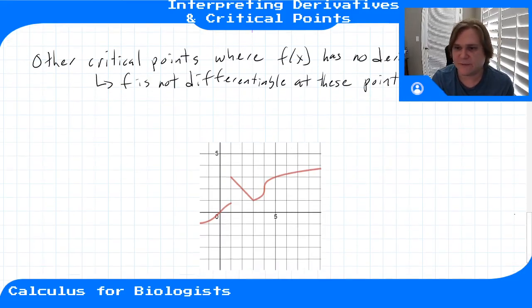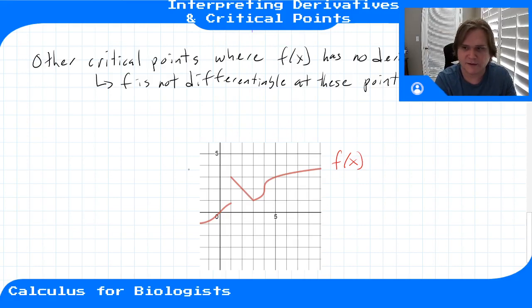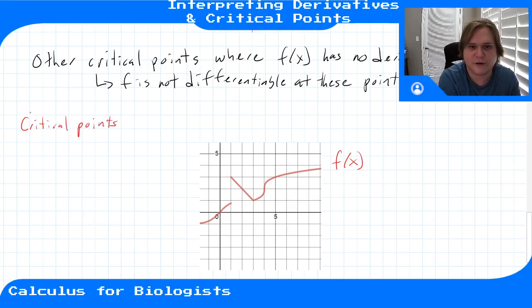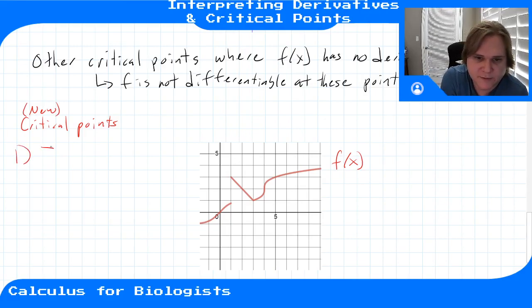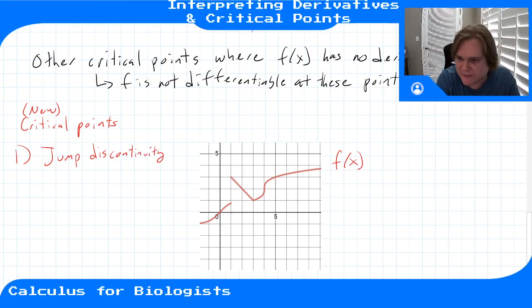Here's an example function where there's a couple of problem points. This is some weird piecewise defined thing. The first problem: critical points of this are where you have a jump, a jump discontinuity. In this case, that happens at x equals 1. You have a jump from here to here.